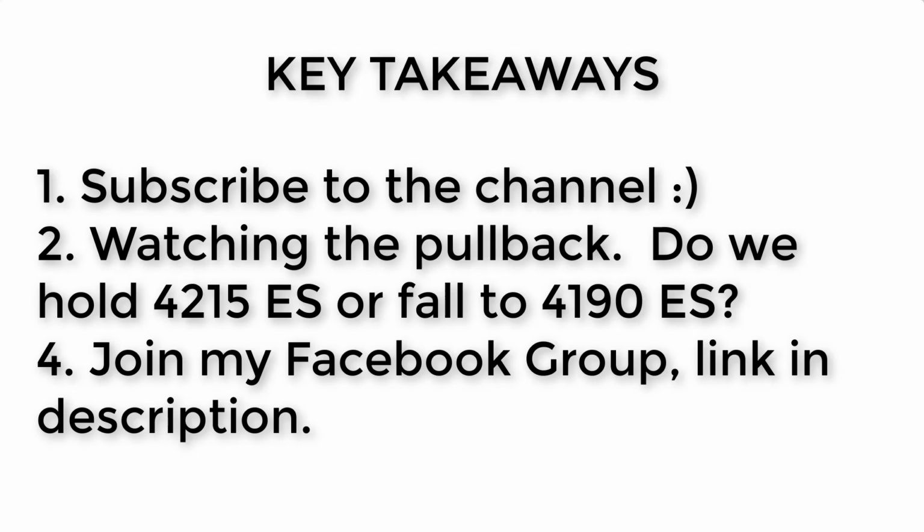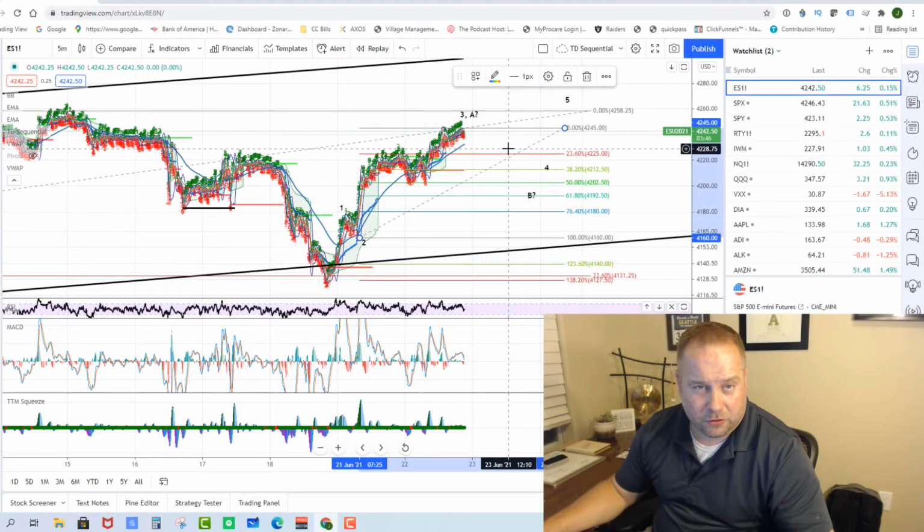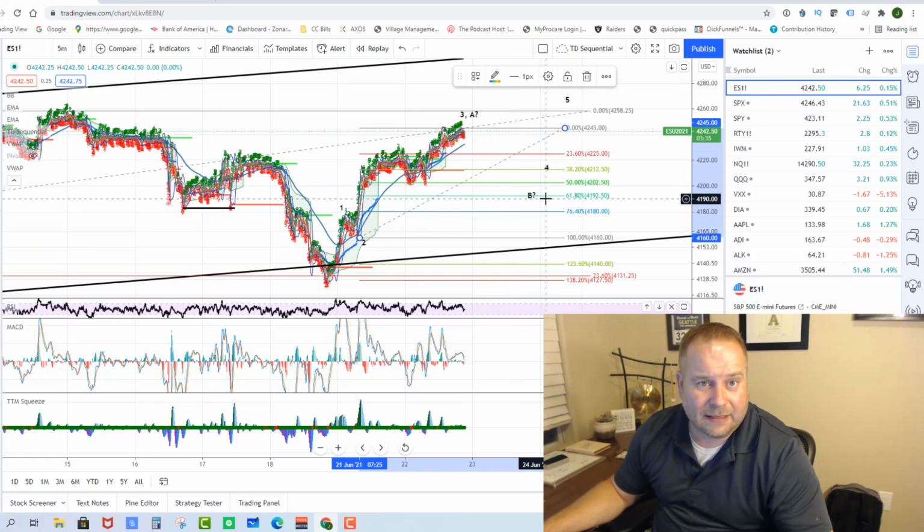Now, this is the futures, guys, because the futures are a little bit cleaner than the SPX. So we want to watch the futures. If the futures pull back to 42.15 and hold, we will look to buy there and catch a 50-point move up to around 42.65. If they pull back to 42.15 and keep falling, then we're looking to buy the B wave down around 41.90 for a bigger move up to 4,300 to complete that ending diagonal.